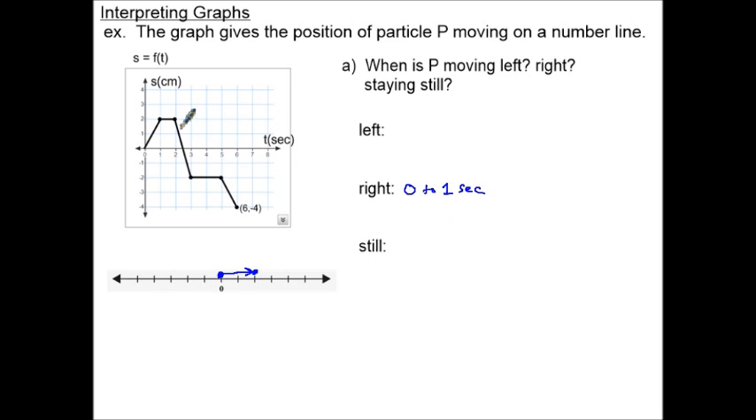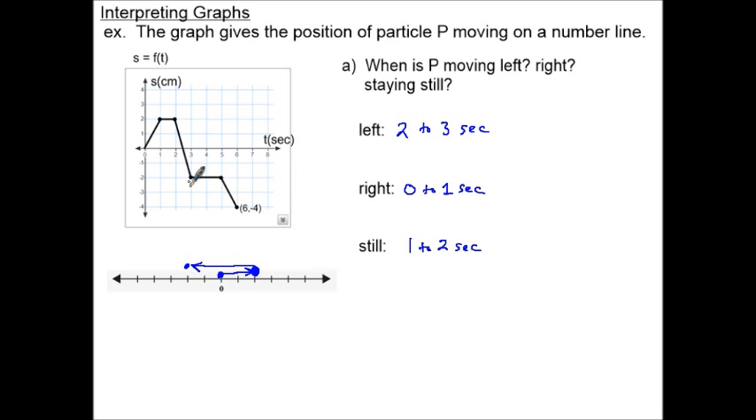Next little chunk of time, from 1 to 2 seconds, my position was 2, and then it's still 2. So he's just kind of camping out, so that's my standing still. From 1 to 2 seconds, he's staying still. Now from there, I'm going from a positive 2 position down to a negative 2 position. So from positive 2 over to negative 2, that's what I did in the next little chunk of time. Clearly that's going left. So from 2 to 3 seconds, I'm going left.